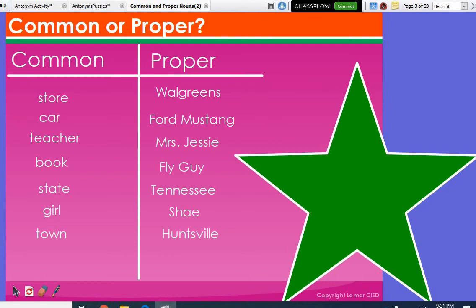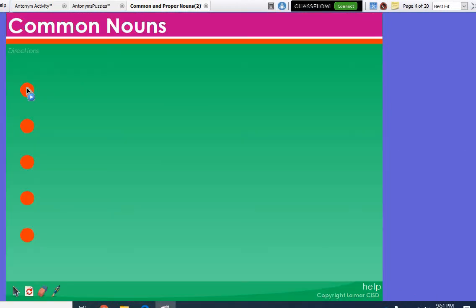All right, that is our language lesson for today. We are going to practice just real quick. We're going to try one of each of these. So this is common nouns.